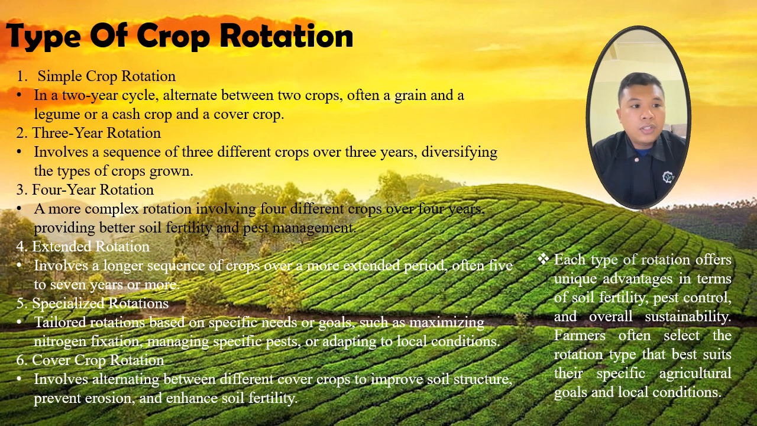to local conditions. Number 6, cover crop rotation involves alternating between different cover crops to improve soil structure, prevent erosion, and enhance soil fertility. So each type of rotation offers unique advantages in terms of soil fertility, pest control, and overall sustainability. Farmers often select the rotation type that best suits their specific agricultural goals and local conditions.